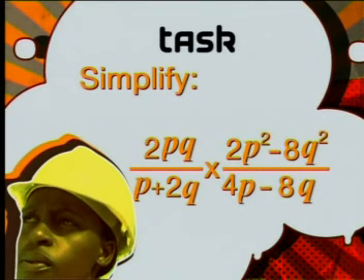Can you see that to multiply fractions is really not difficult? You must be able to recognize factors. But here's your task for this lesson. Multiply 2pq divided by p plus 2q multiplied by 2p squared minus 8q squared divided by 4p minus 8q.